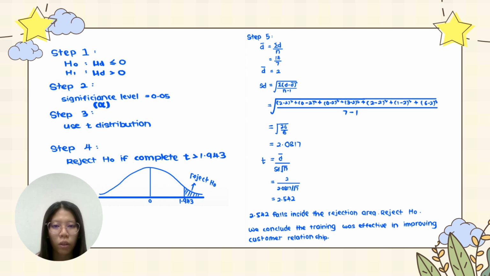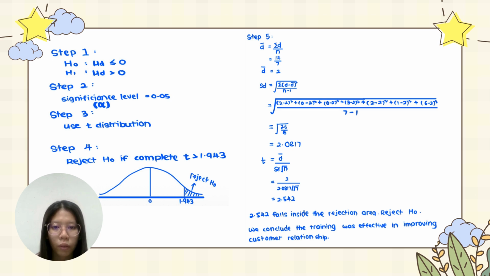So we'll get the square root of (2 minus 2) power 2 plus (0 minus 2) power 2 plus (0 minus 2) power 2 plus (3 minus 2) power 2 plus (2 minus 2) power 2 plus (1 minus 2) power 2 plus (6 minus 2) power 2, divided by 7 minus 1. So we will get the square root of 26 divided by 6. We'll get 2.0817.